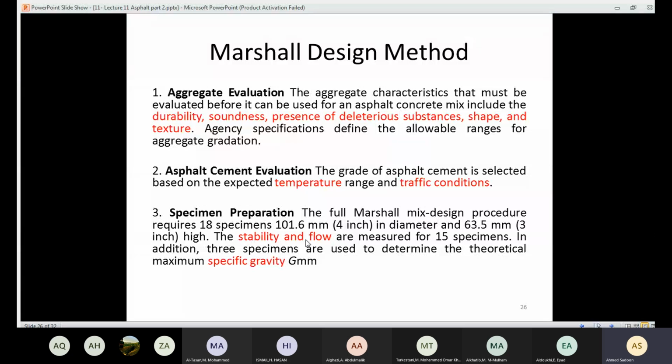You are going to use the Marshall device for 15 specimens, because 3 specimens should be used to determine the theoretical maximum specific gravity. In case I didn't ignore the absorption, in this case I need to conduct an additional experiment in order to determine the GMM. The GMM is going to include aggregate with asphalt binder.